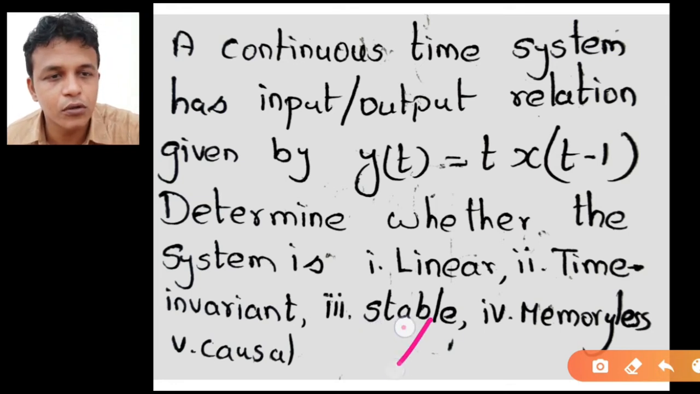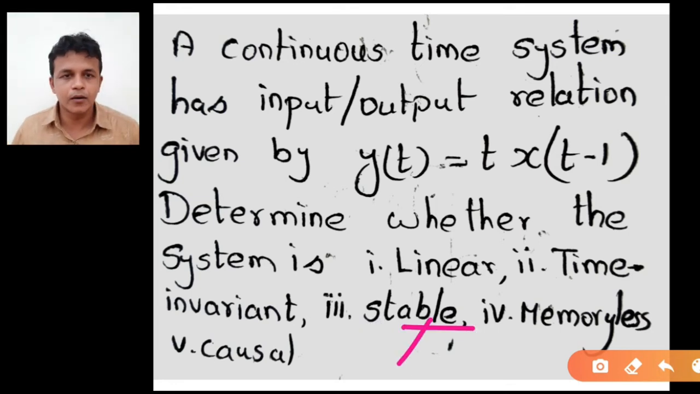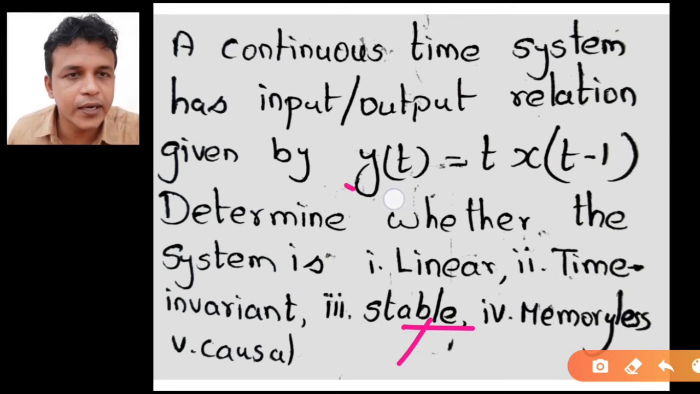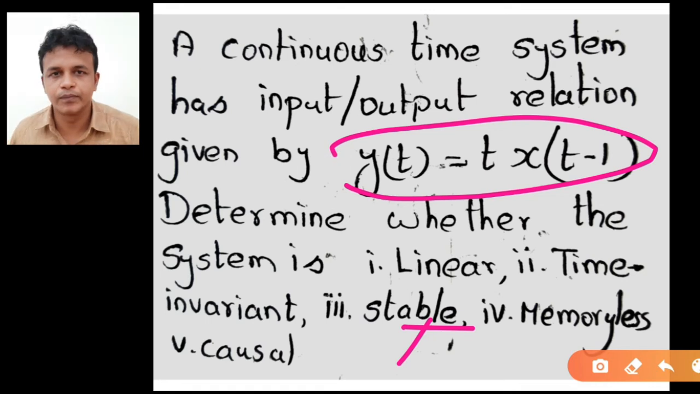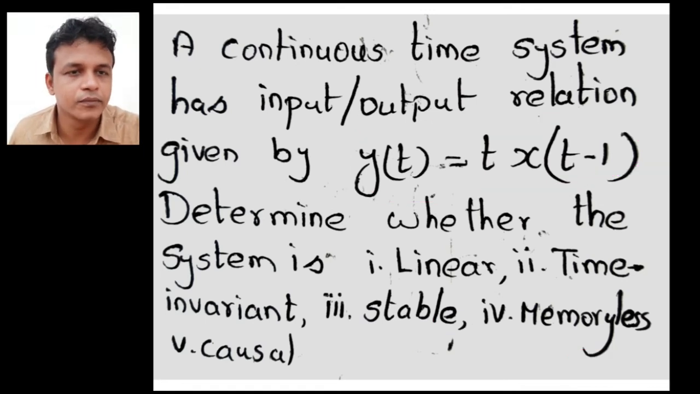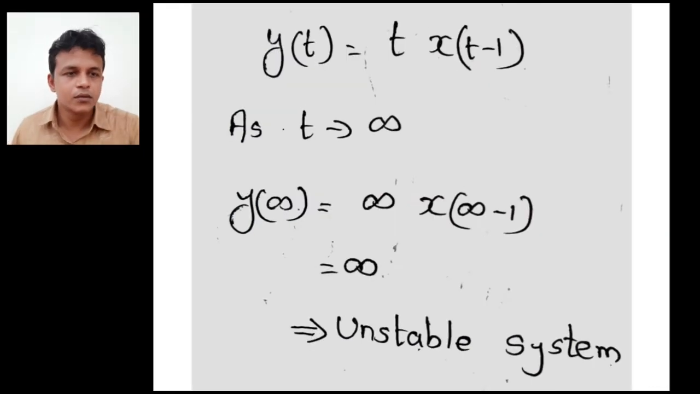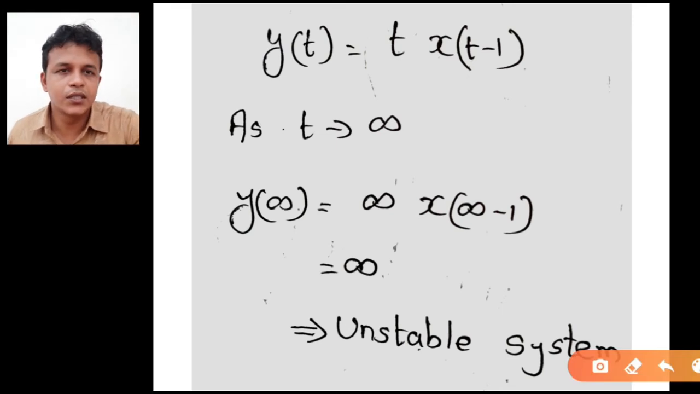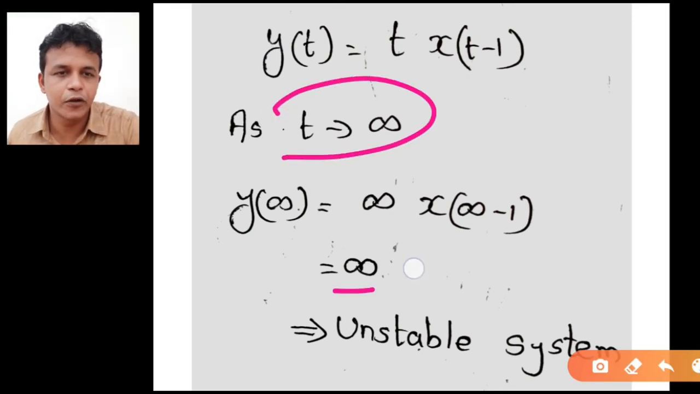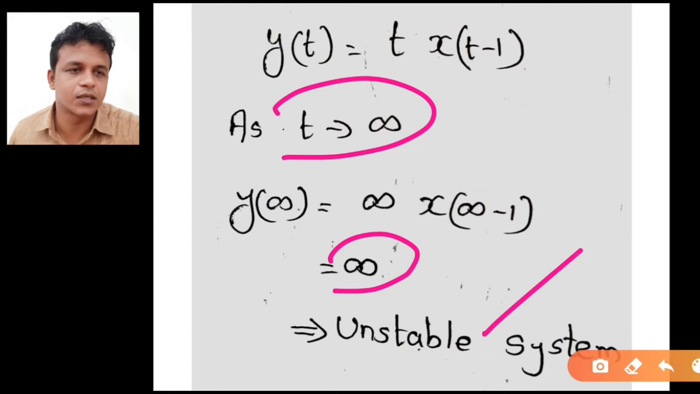So this is also not obeying. All these things we can find immediately on looking at the system equation. Now let us work it out. Here, as t tends to infinity, y of infinity equal to infinity, so it is an unstable system.